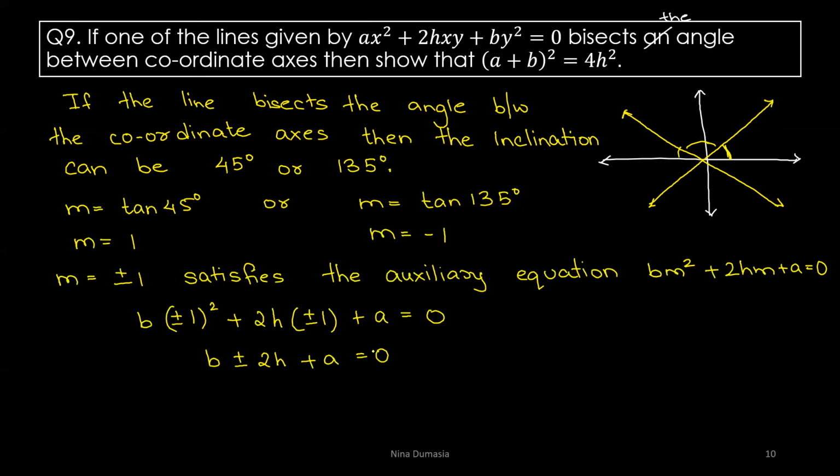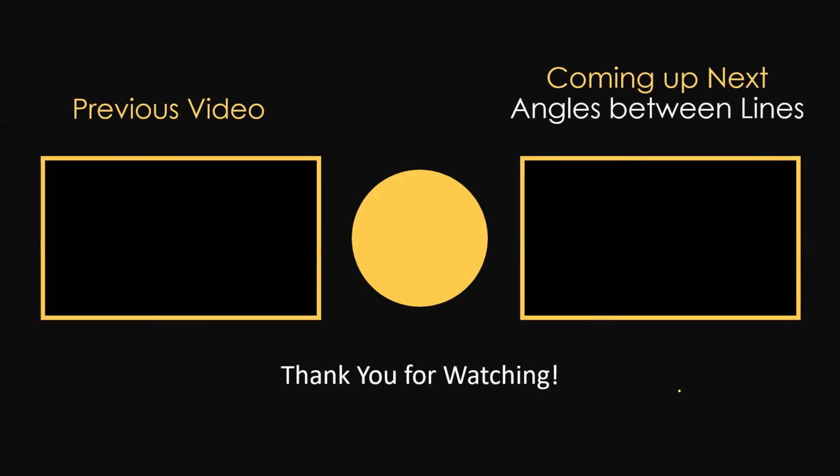What we do is, let us take this plus minus 2h to the other side. So therefore we have a plus b is equal to plus minus 2h, since even with the minus sign it remains plus minus. And now squaring on both sides we get that a plus b the whole square is equal to 4h square. And this is what we had to prove. I hope you have understood all the questions in exercise 4.1. Now we will be moving on to the next topic in the next video, that is the angle between lines.